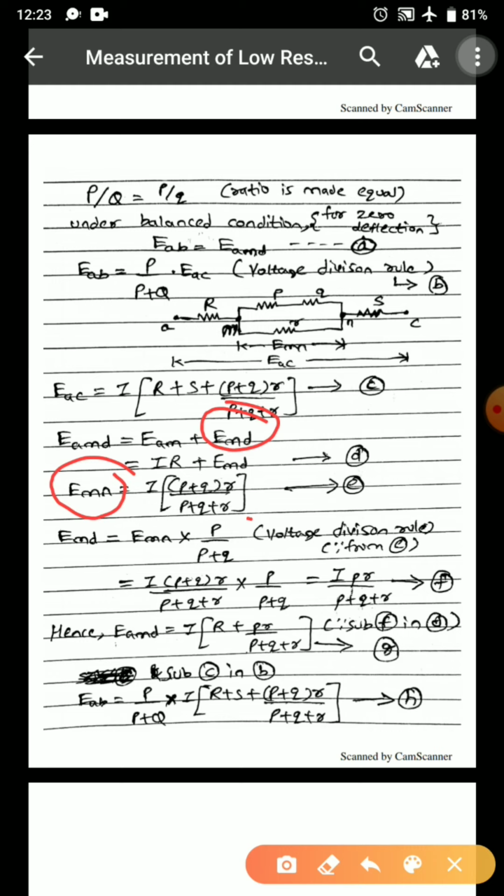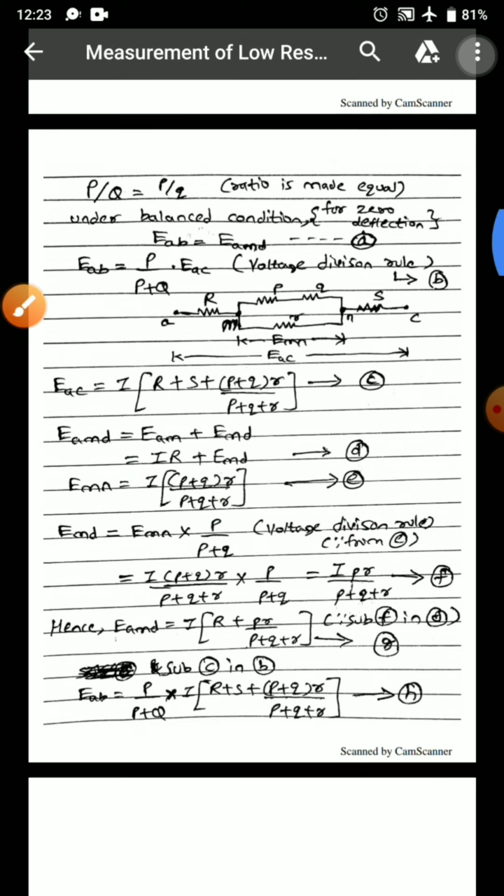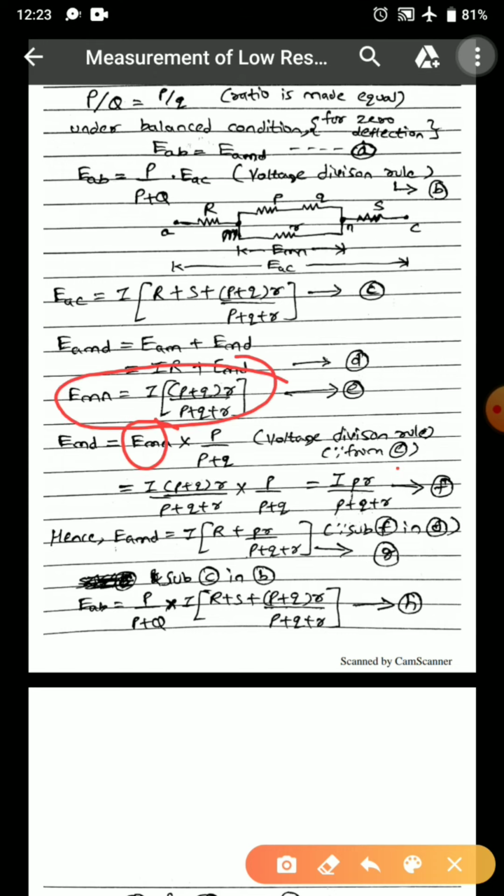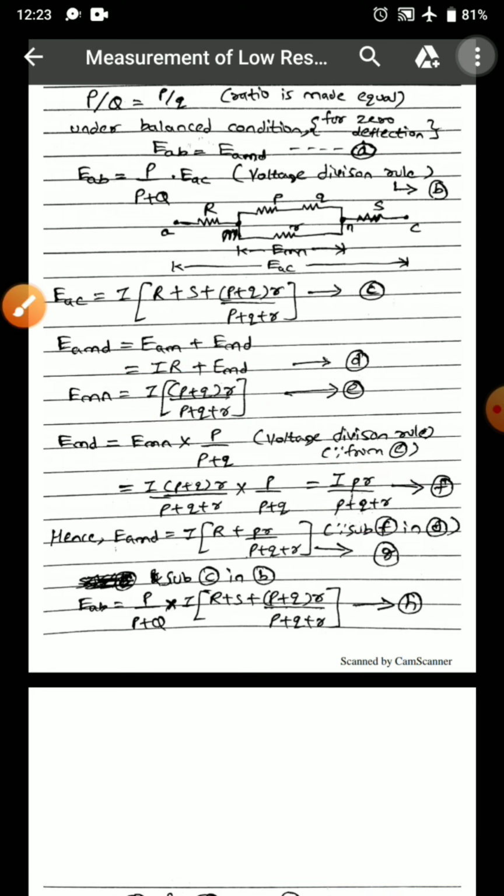Applying the voltage division rule, I can clearly make out that across the resistor R, I have to find the voltage. Therefore P divided by the total resistance of the part, that is small p plus Q. Applying that, I find the value of EMD. Already I have found the value of EMN. I'll substitute it here. Substituting it here, I finally get I into small pr divided by P plus Q plus R. This is the value of EMD. Now this is marked as the next equation.